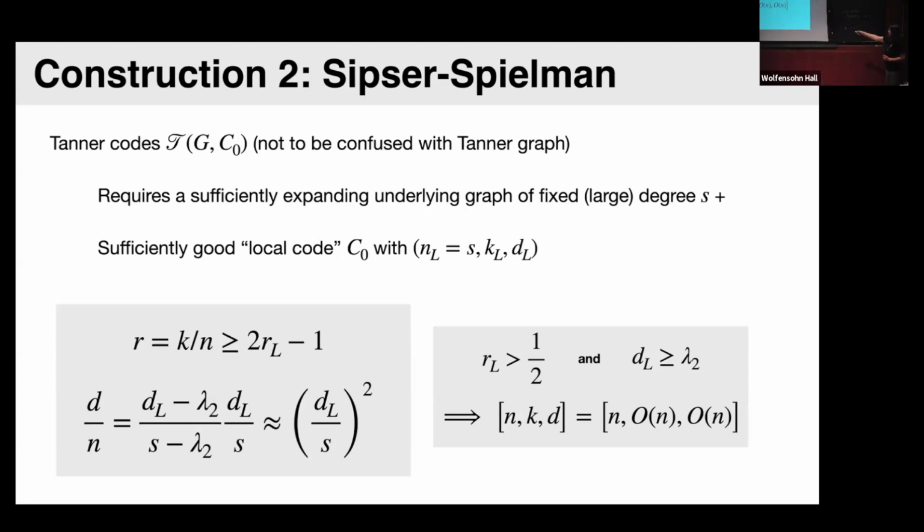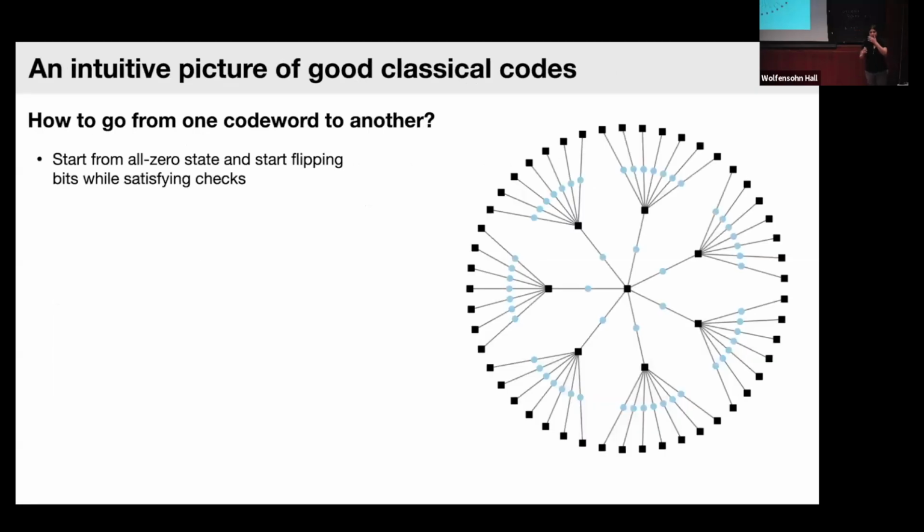But the main point is that you make your graph sufficiently expanding and make your local code sufficiently good, and then you get a global code that is both good and expanding. Okay. So now let me give you an intuitive picture for these good classical codes. Why do these standard codes give you good classical codes? So for an intuitive picture, let's look at a chunk of this graph. Once again, everything's going to be connected later.